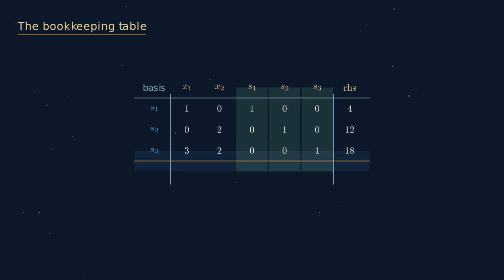Look at the 3 slack columns. Each one is a single one sitting above and below zeros. That pattern is what makes the starting corner readable at a glance. The left column names which variable owns each row, and the right column holds its current value. Read them across. S1 is 4, S2 is 12, S3 is 18. Only the bottom row is new.